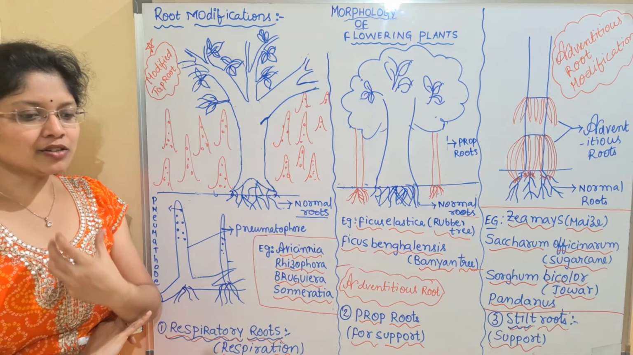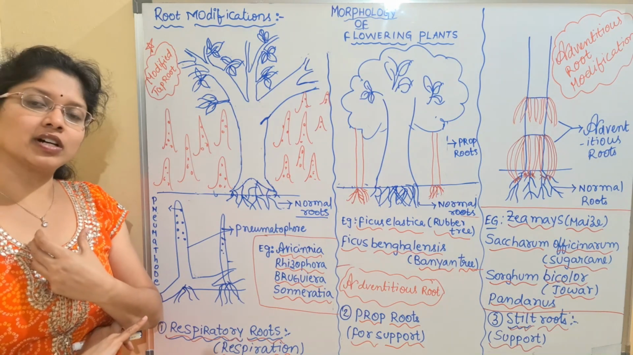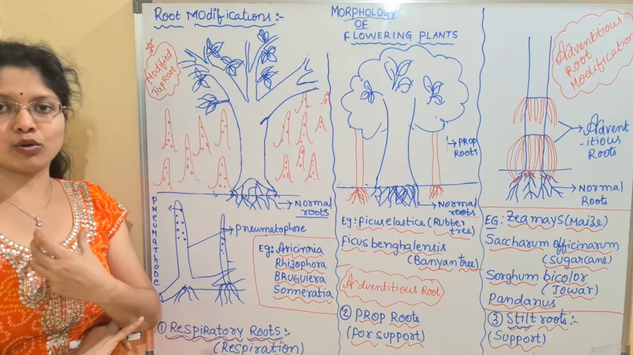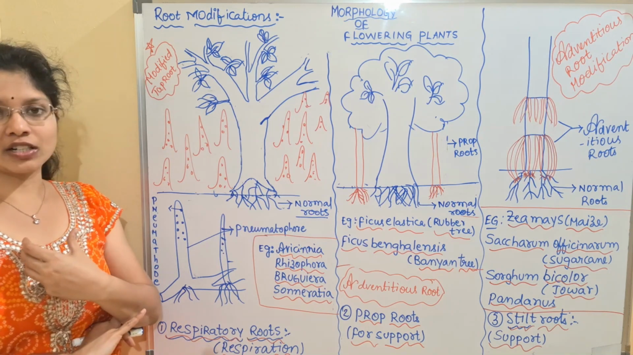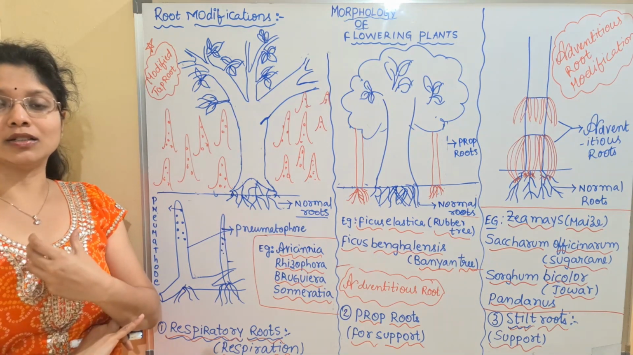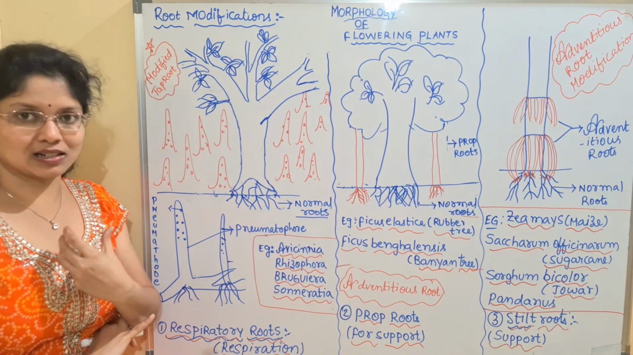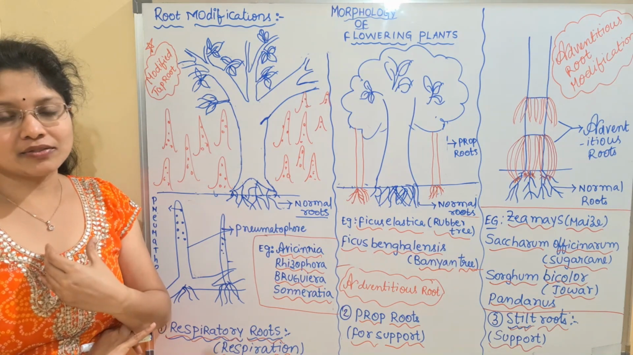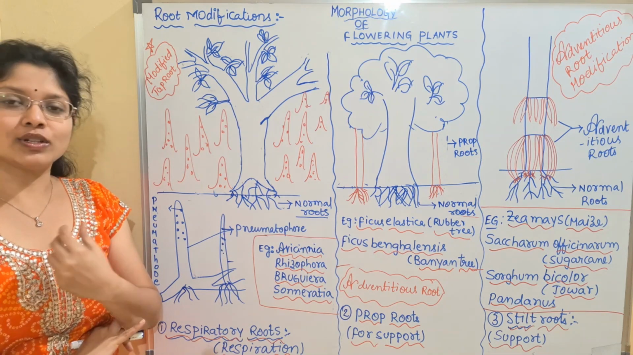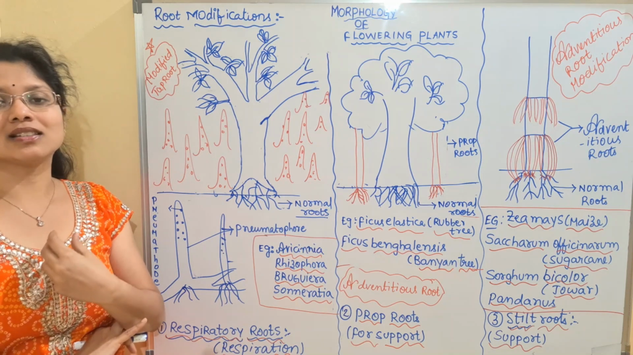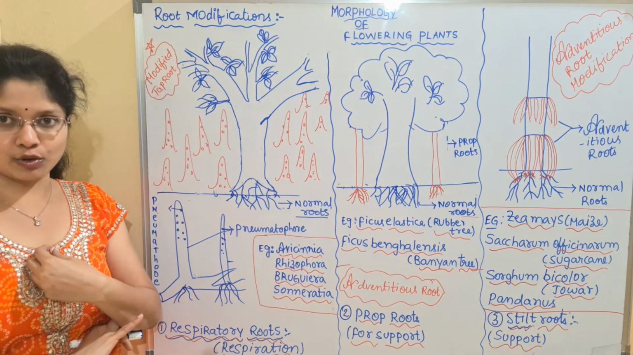We have major functions of the root. The two main functions are anchorage and also absorption. Other than that, we have some other important functions which are mainly conducted by the root system. That is what we are discussing, and we have started with the first important function, that is storage. In the last lecture I mainly discussed the storage function of the root.